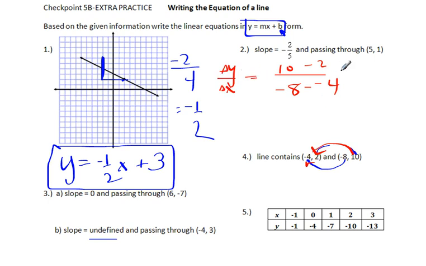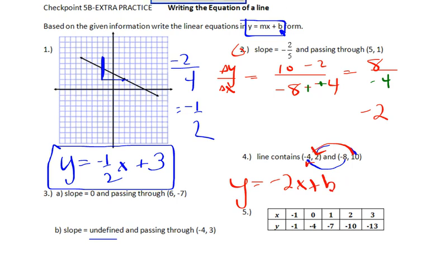This is slope. So this is 8 over, and this is keep, change, change. So plus, plus. -8 plus 4 is -4. So the slope right here is -2. So then we're kind of back to where we were in number 2 originally, where we have the slope and the points. So y equals -2x plus b. Pick one of the 2 points. We have 2 to pick from now. Where's my eraser?